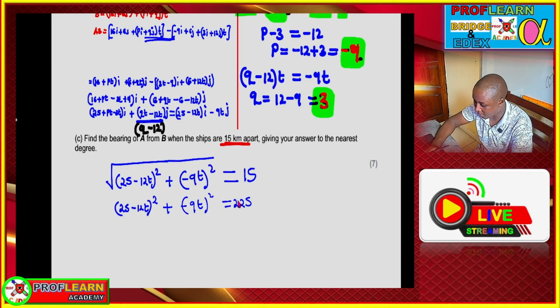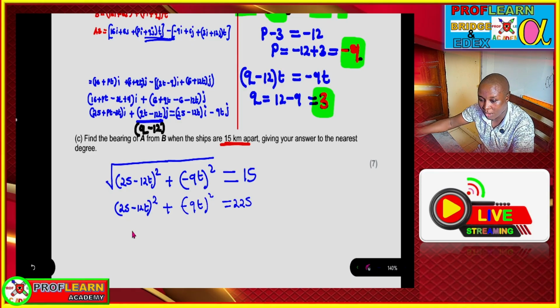Now you are going to expand those expressions as well, which is going to enable us to form a quadratic. So this is going to be 625 minus 600t plus 144t squared plus 81t squared equals 225.